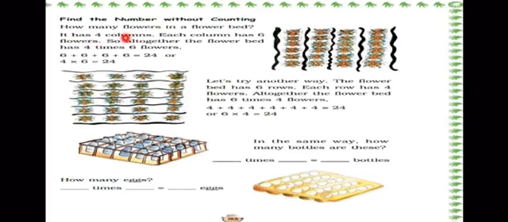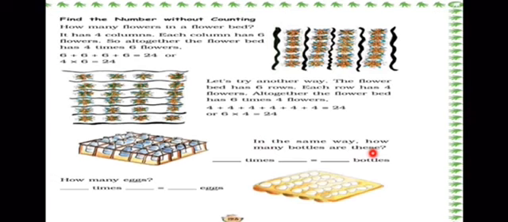Find the number without counting. How many flowers in a flower bed? It has 4 columns. Each column has 6 flowers. So altogether the flower bed has 4 times 6 flowers. Like 6 plus 6, 6 plus 6, 24. Or 4 6s are 24. Let's try another way. The flower bed has 6 rows. Each row has 4 flowers. Altogether the flower bed has 6 times 4 flowers. So 4 plus 4 plus 4 plus 4 plus 4 plus 4 makes it 24, or 6 fours are 24.